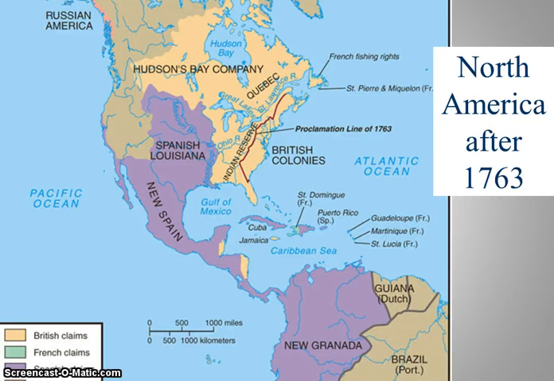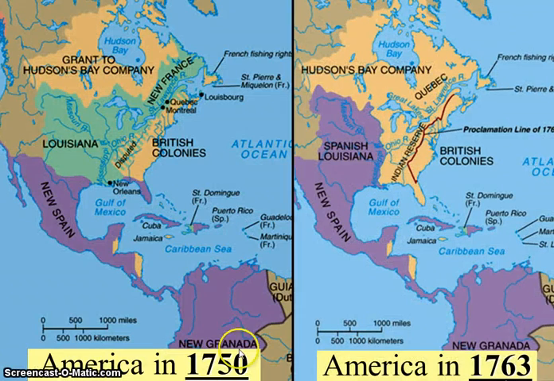So here's North America after the French and Indian War. So we've added all this huge territory, but that becomes even more difficult to regulate. Here it is in 1750. Here it is in 1763, side by side. So you can see the dramatic shift. Basically, Great Britain going all the way to the Mississippi River.